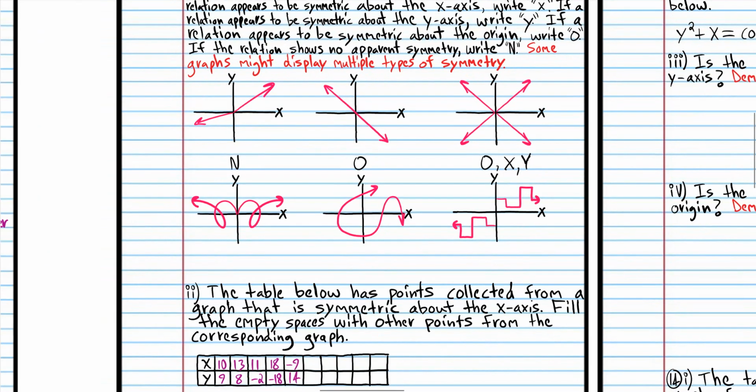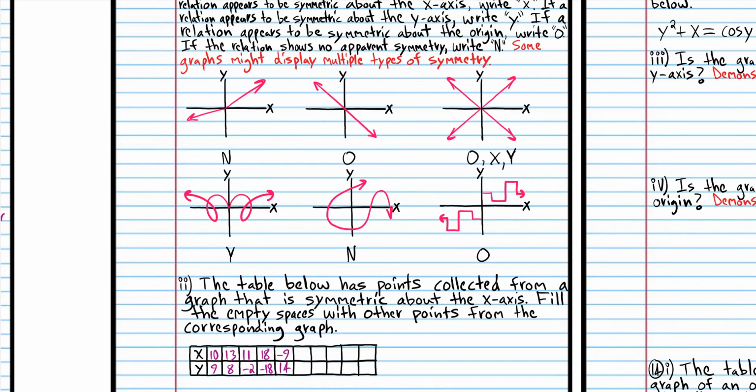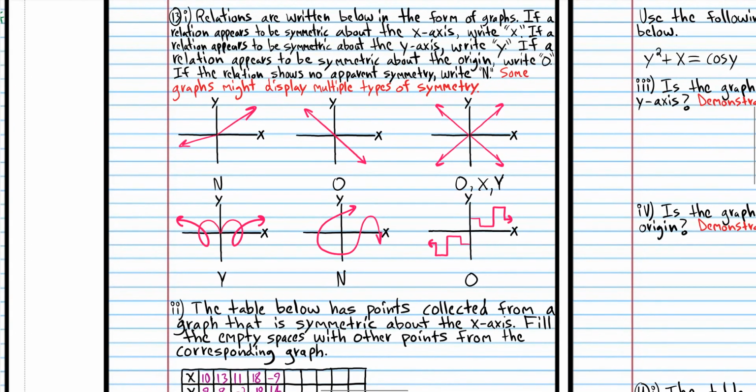So here you have symmetry about the y-axis. You have no symmetry, and you have symmetry about the origin. So if you got those right, good. So if you need to review symmetry, you can go back and review that.